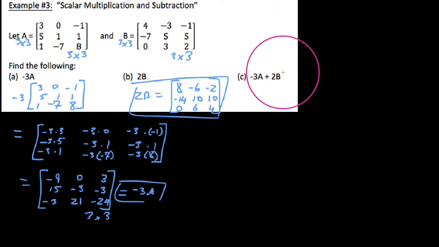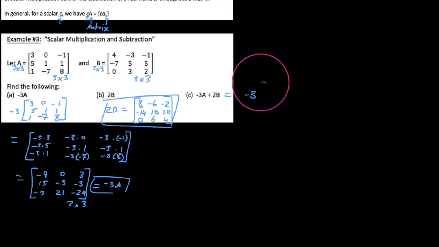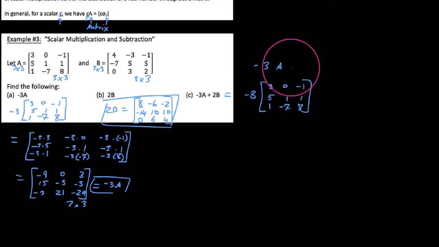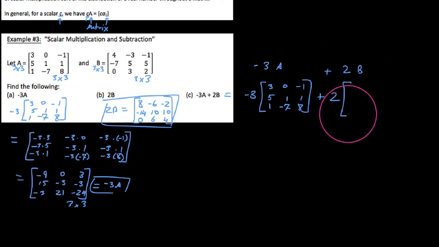What I want everybody to see is this: it says let's take negative 3A and add it to 2B. If I were to write this equation out from scratch, I would say negative 3 times 3, 0, negative 1, 5, 1, 1, 1, negative 7, and 8. This is our negative 3A, and we're going to add this to 2 times B. B is 4, negative 3, 1, negative 7, 5, 5, 0, 3, and 2.